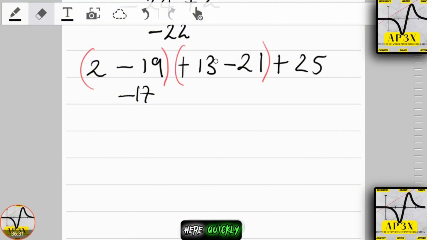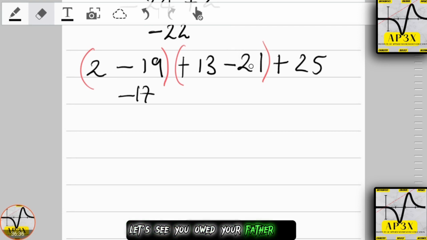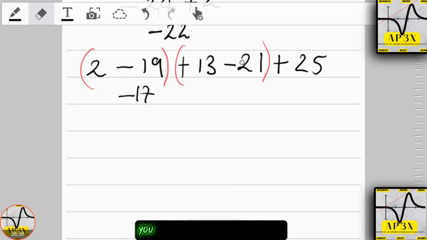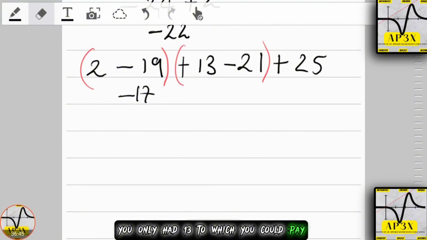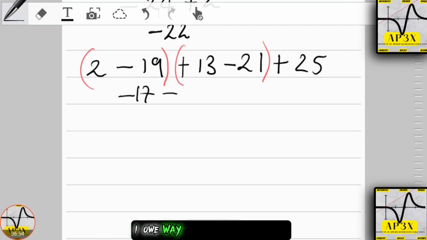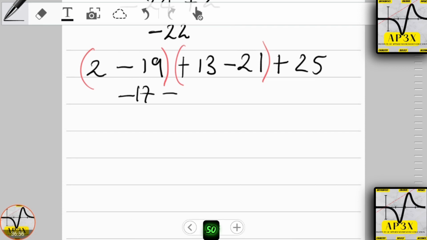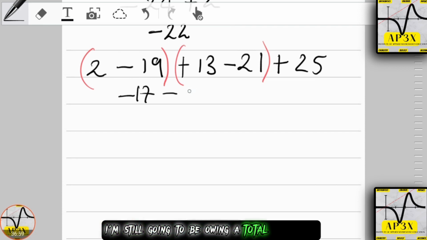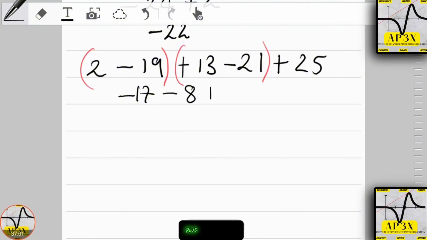So here, quickly, 13 minus 21. Once again, let's say you owed your father $21. You owed someone $21, and let's say you only had 13 to which you could pay. So I'm still going to owe, because I obviously don't have as much as I owe. I owe way more than what I have. So basically, I'm still going to be owing a total of 8 here, plus then 25.